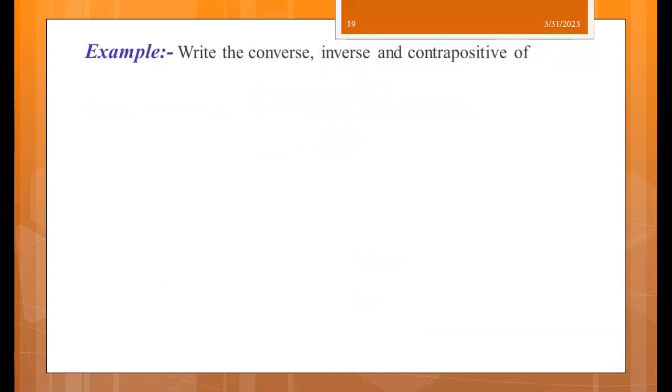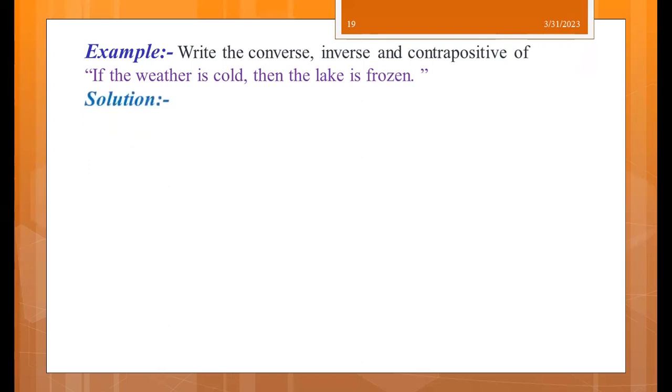Let us see this property by considering some examples. Consider this compound statement: if the weather is cold, then the lake is frozen. This is a logical implication. After being given this compound statement, we are asked to determine the converse, inverse, and contrapositive of the same logical implication. First, let us see the converse.